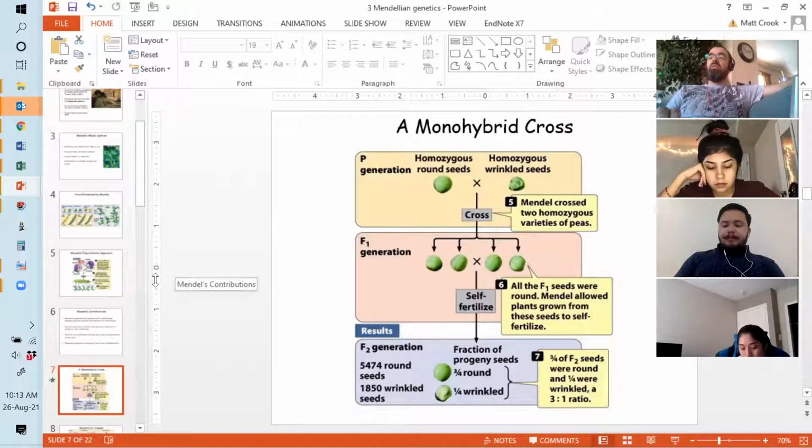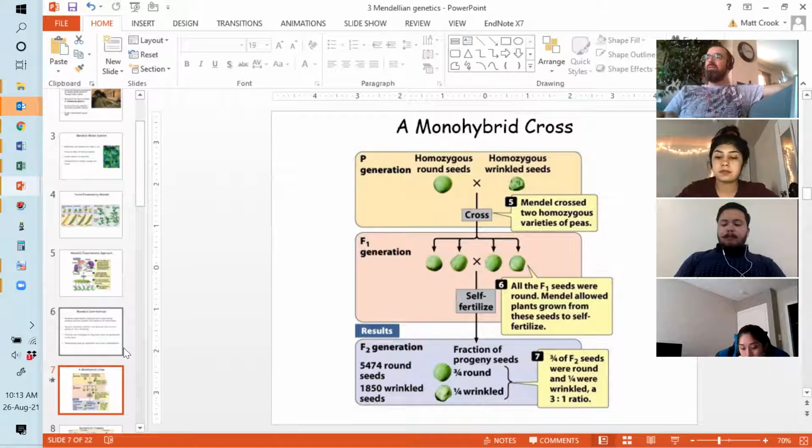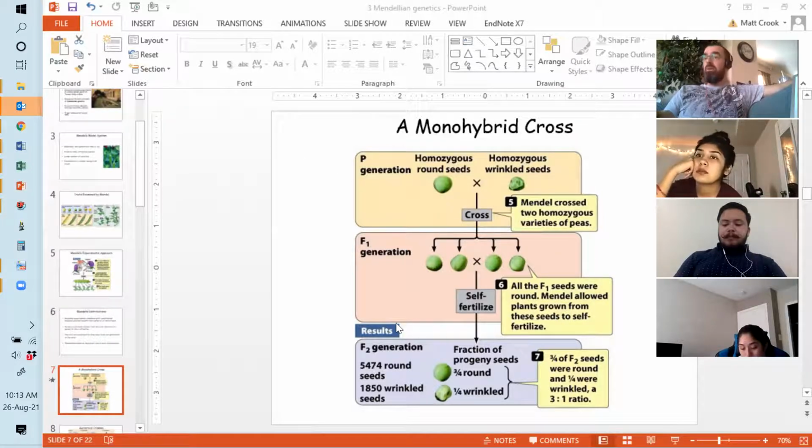Okay, so let's get back to our monohybrid and dihybrid crosses. We'll probably do the dihybrid cross next class, because that takes a while to get through. It's not tricky stuff, but it's involved. A monohybrid cross is relatively straightforward. And as you can see, it has 3 parts to it. This is always the same.